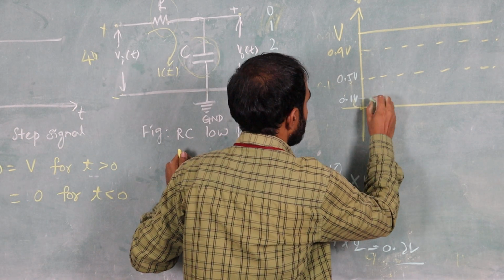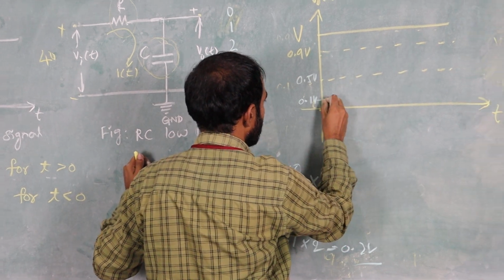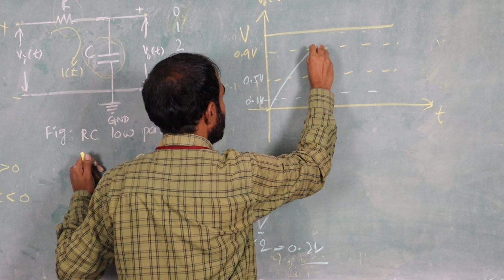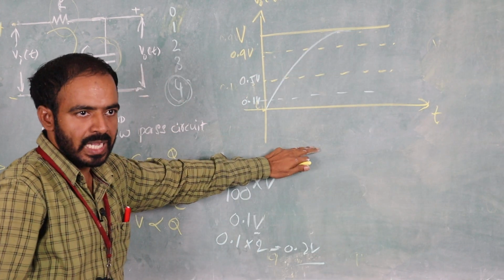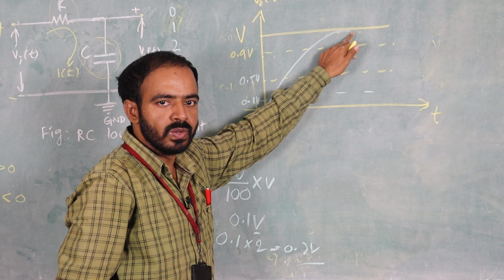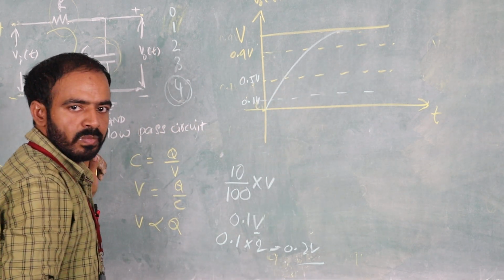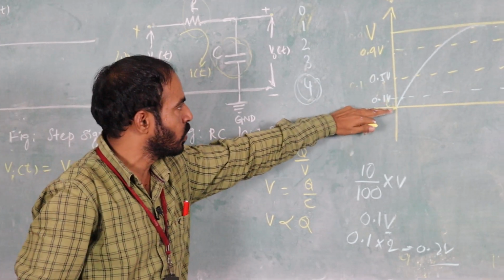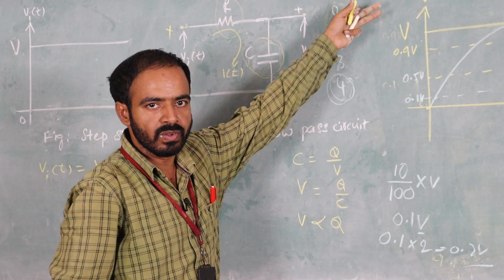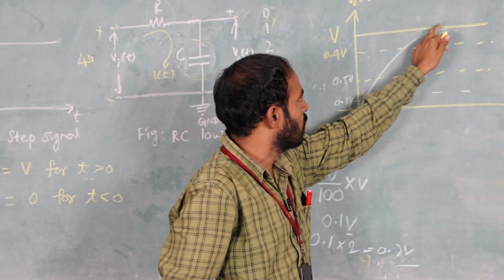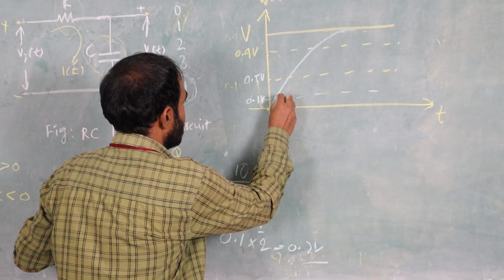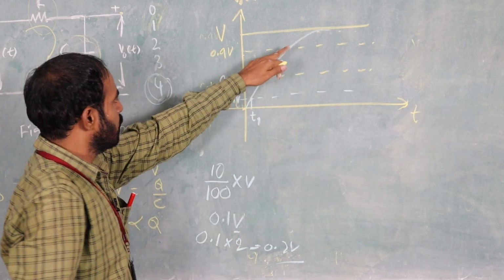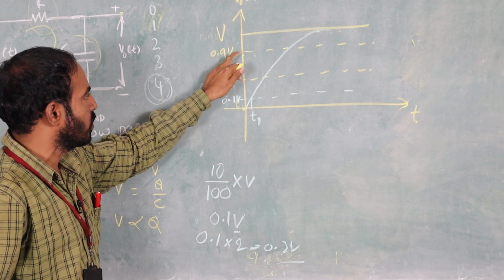Here this is the input signal. If you observe the output waveform, the output is rising exponentially, and after some time it will reach the final value. So what is the rise time? The time taken by the output waveform to rise from 10% to 90% of its final value. The final value is the amplitude of the input signal. Here I will indicate this time as T1, and the 90% value is 0.9 volt.